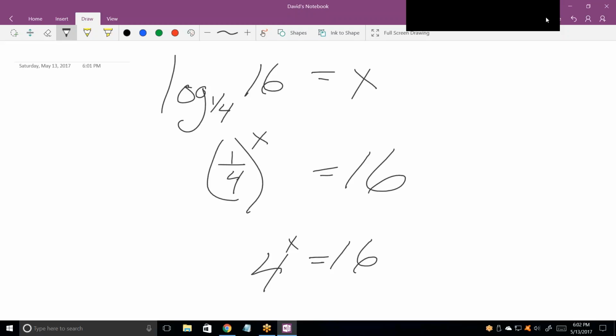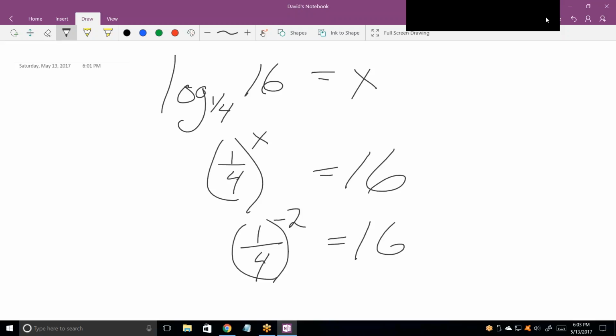And that's, I think, where you're getting confused, even verbally. You want to keep indicating it's multiplication. It's not. It's exponentiation. So 4 to what power would equal 16? 4 to the second. Okay. Now instead of 4, we got 1/4. So it ends up being 1/4 to the minus 2 equals 16.